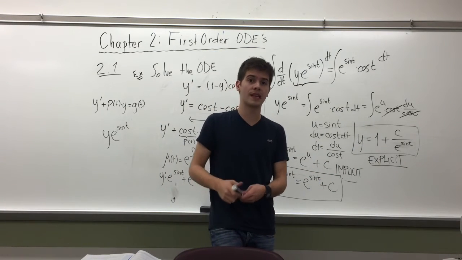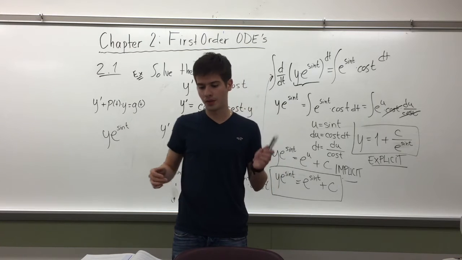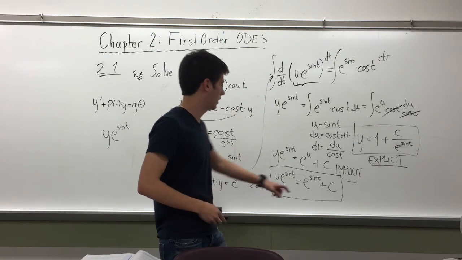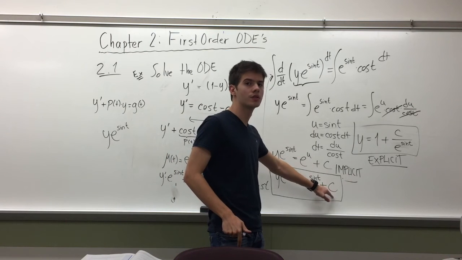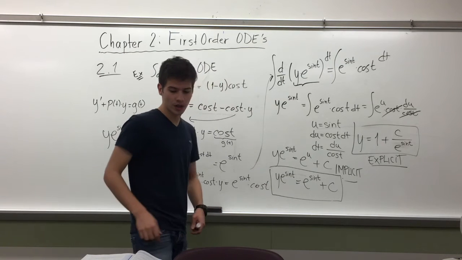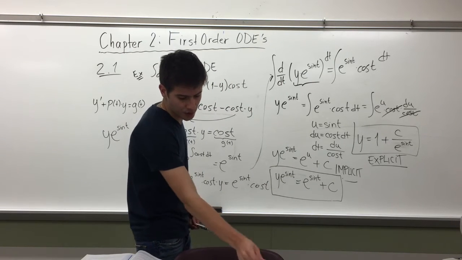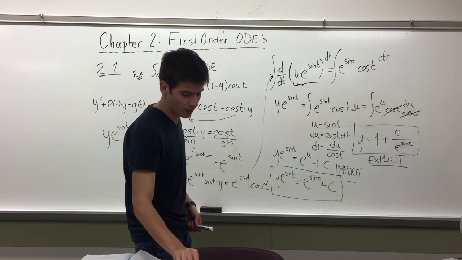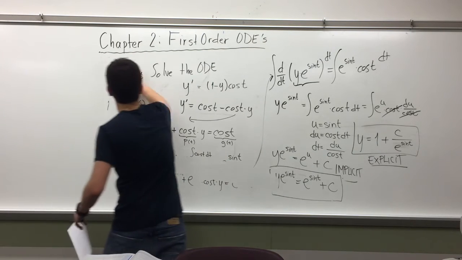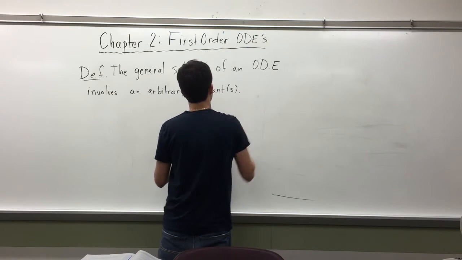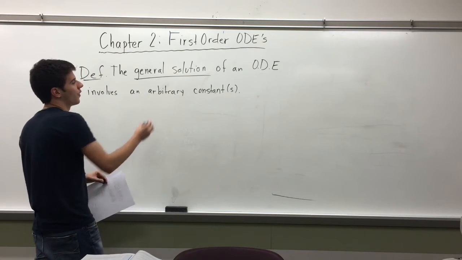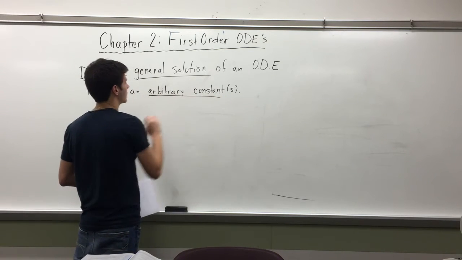So this was our first example of how to solve linear ODEs. Notice that when we solve this ODE, we have this constant right here. We have our constant of integration. So this is what is called a general solution of a differential equation. And let me define it for you. The general solution of an ODE involves arbitrary constants.